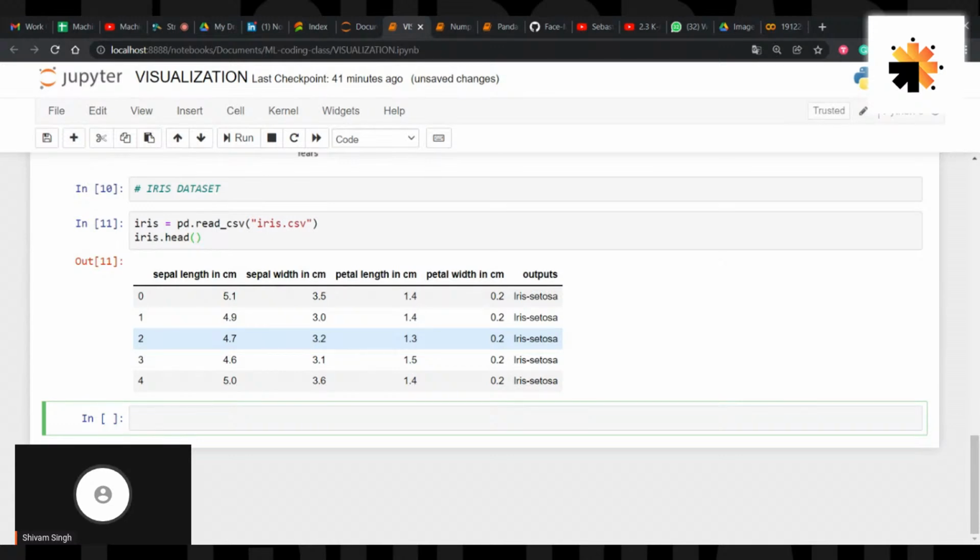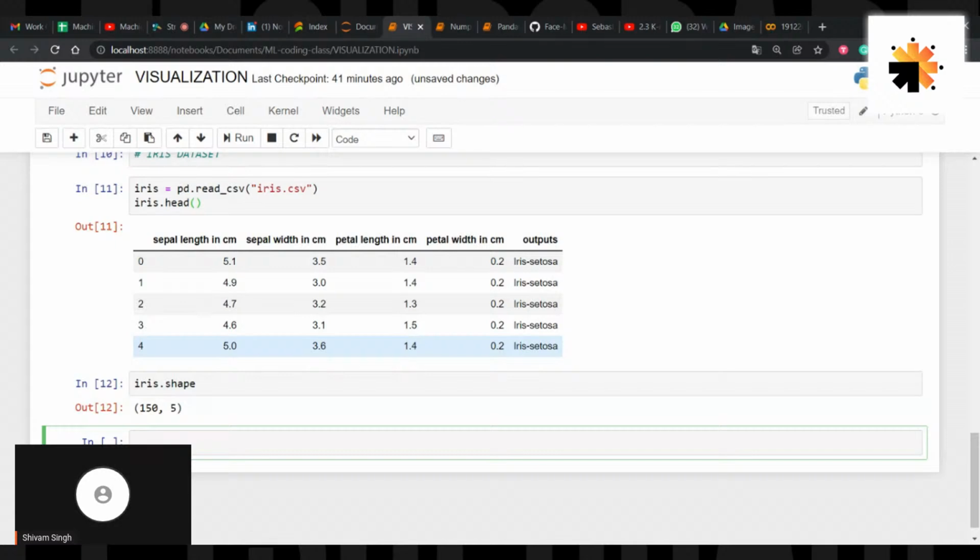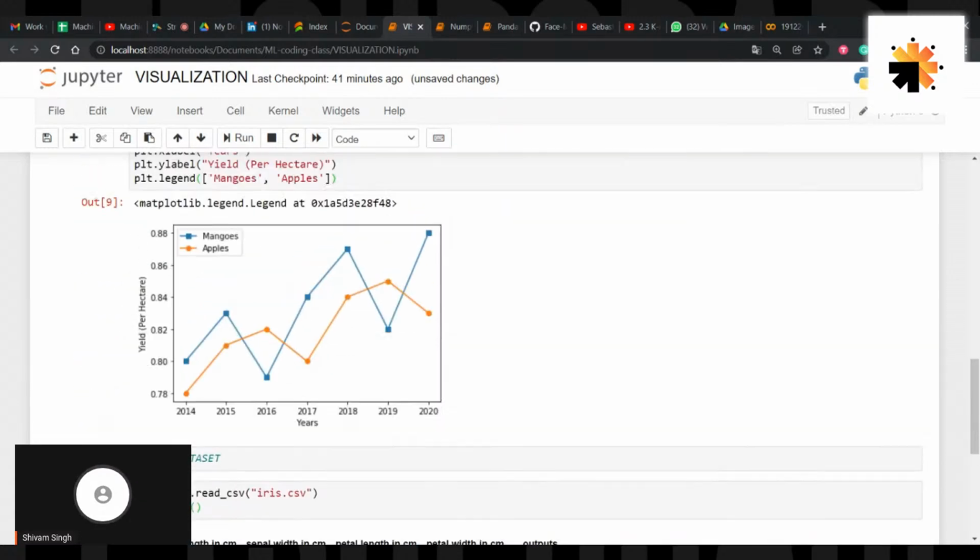Now I'm having iris. Maybe I can check the shape of my data set, so that I'm able to see how many rows and columns I'm having. So I'm having 150 rows and 5 columns. Now, fine. I'm able to see all my columns in front of me, so I don't need to draw it. What I can do is try to plot a line chart again.